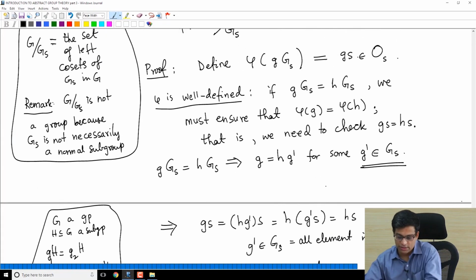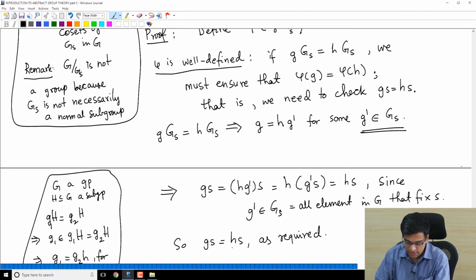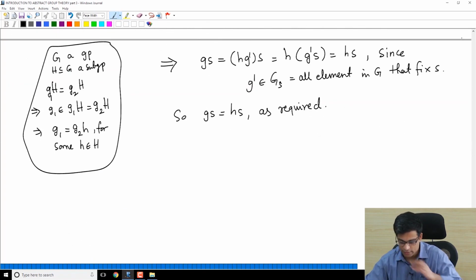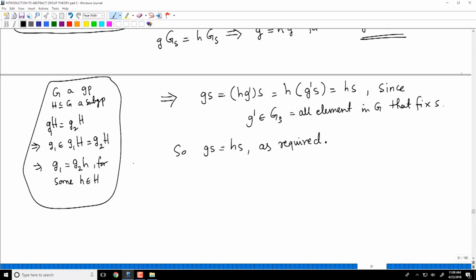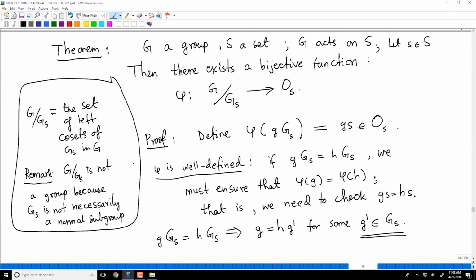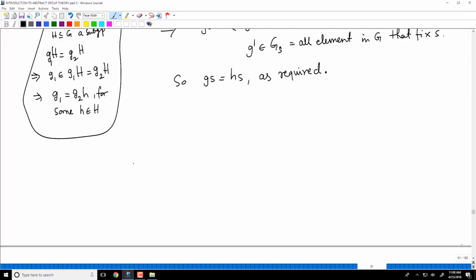So if two left cosets g Gs and h Gs are equal, we concluded that gs equals hs. So there will be no problem. You can choose one representative, I can choose another representative, and we apply the function phi, we both get the same answer. So gs is equal to hs. So that's good. So phi is well defined. Now we are trying to say that phi is a bijection, right? So phi is well defined is all well and good, but we want to check that it is one-one and onto. Why is it one-one? Let's check that.